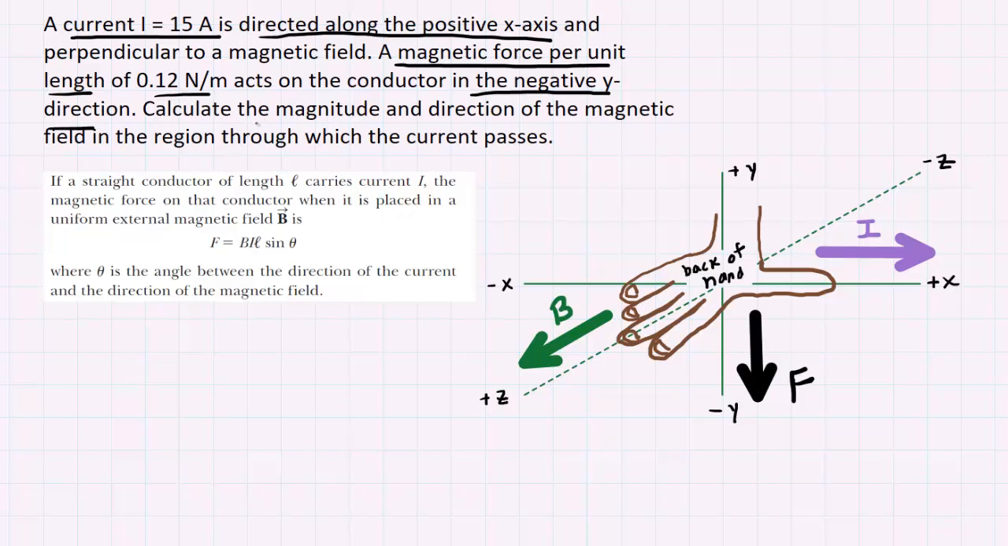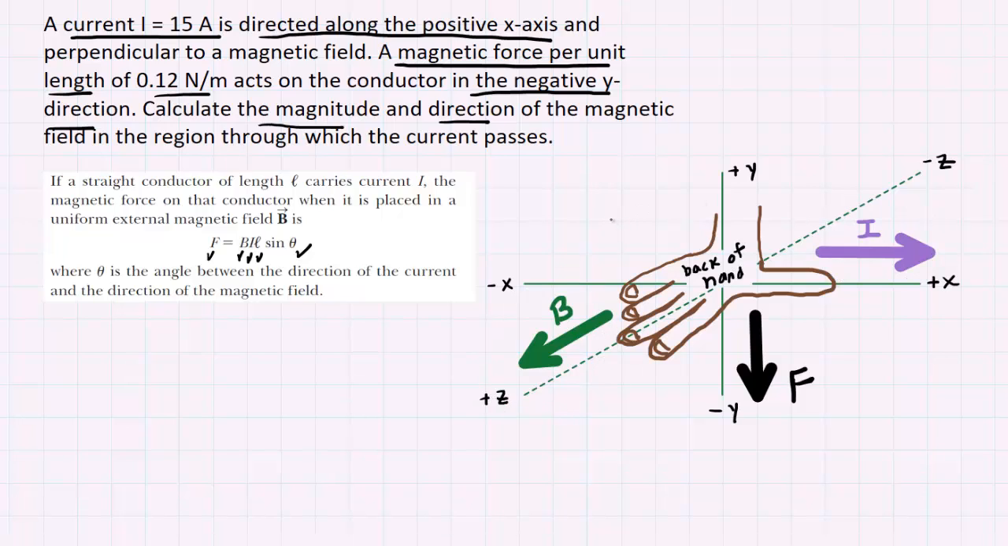We are then asked to calculate the magnitude and direction of the magnetic field. Now it turns out that when a straight conductor of length L carries a current, we can determine the magnetic force acting on it using this equation right here. We have the magnetic force, the magnetic field B, the current I, the length L, and then the angle between the current and the direction of the magnetic field. Hopefully we will be able to see that the angle between the current and the magnetic field will end up being 90 degrees. In fact, let's take a look at that more closely.